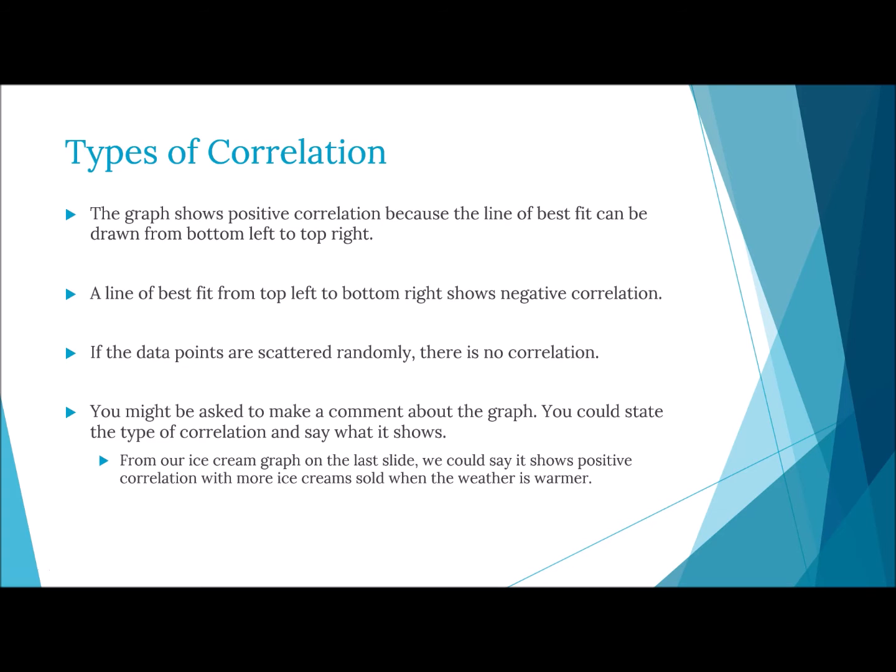If you're asked to make a comment about the graph, I would suggest stating the type of correlation and saying what that actually shows in terms of the information you've got. From our ice cream graph on the last slide, the comment I could make is it shows positive correlation, with more ice cream sold when the weather is warmer. That would be my statement. I've said it's positive correlation, and I've used the two types of information: the amount of money from ice cream sold, and the temperature of the weather.